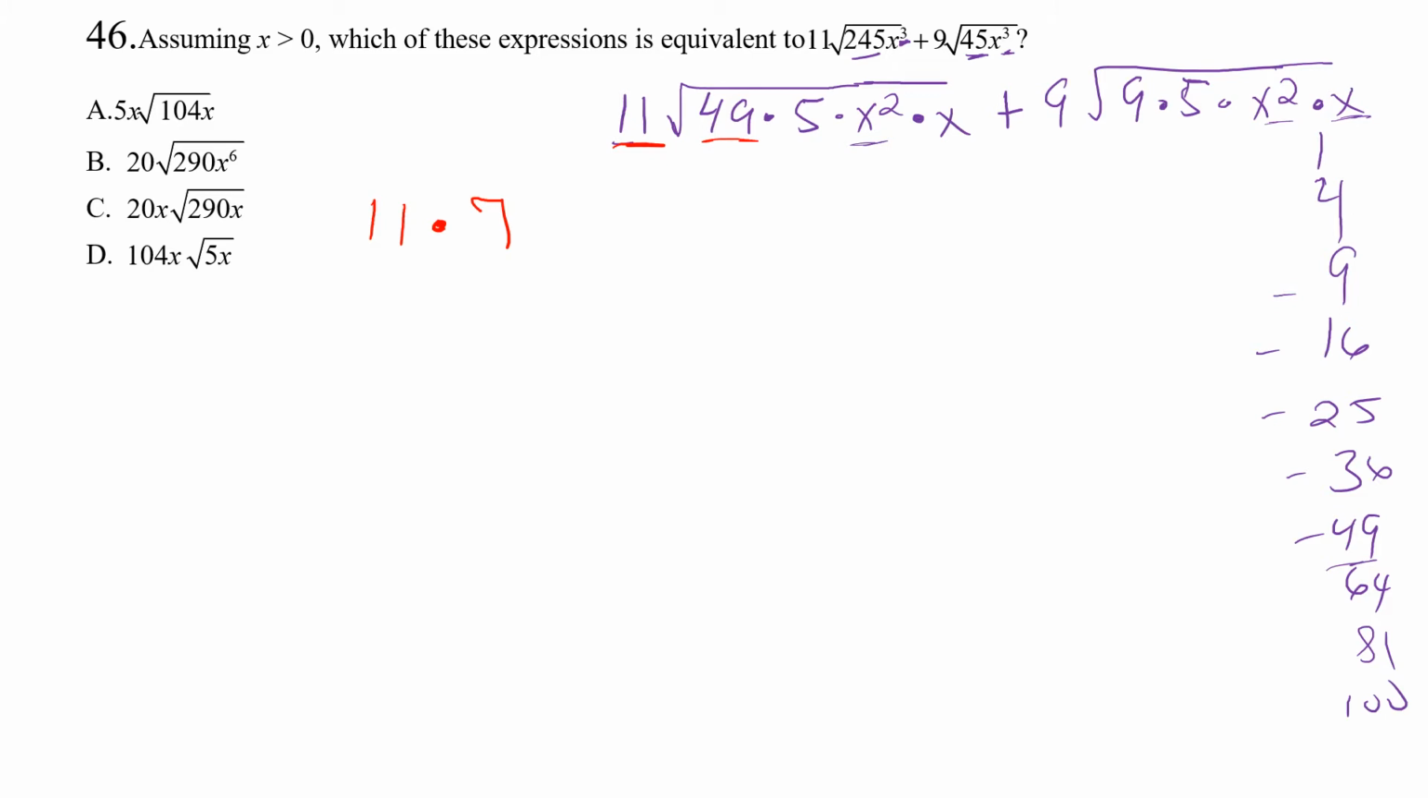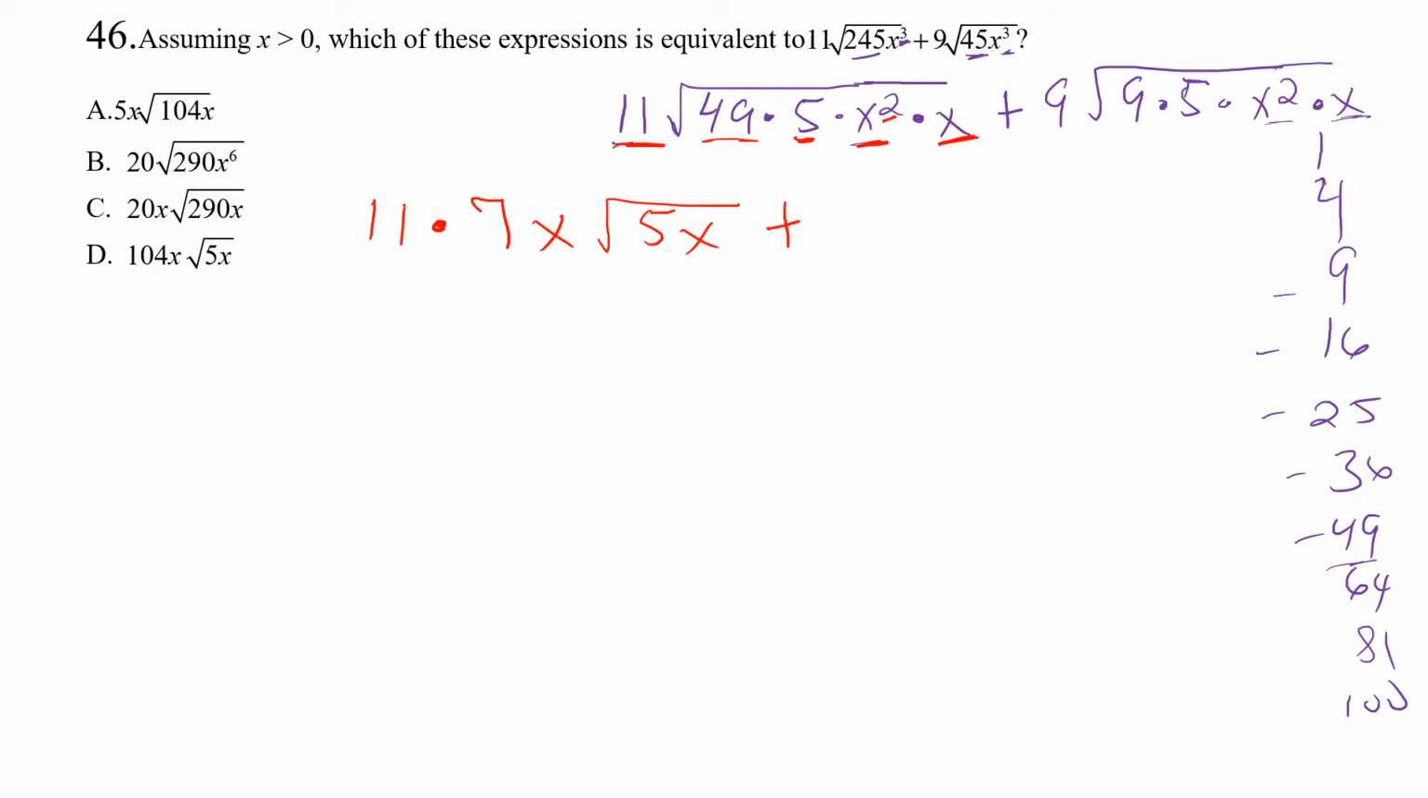Now I want to leave my imperfect squares under the radical. That 5 is not a perfect square, so it stays under the radical. This x squared is a perfect square, so I take the square root of x squared by just taking half of my exponent, or dividing that by 2. So half of 2 is 1, so I'm left with just the x on the outside here. And then this x will be left underneath. So I'm close to simplifying the first one.